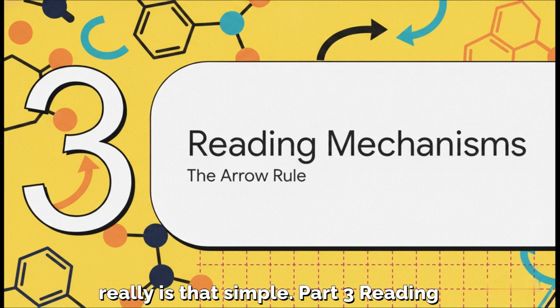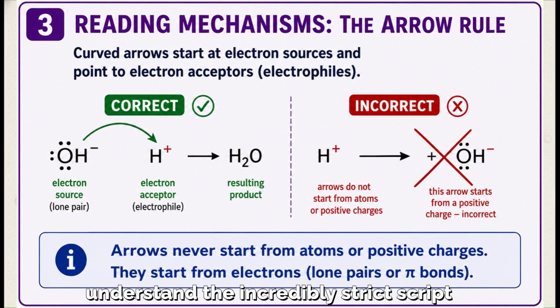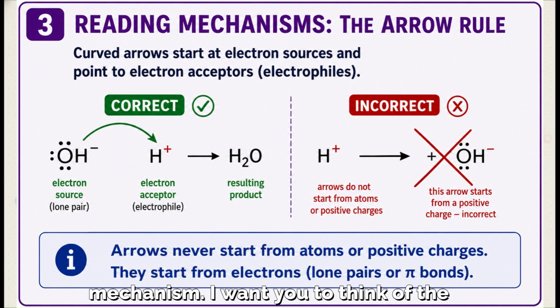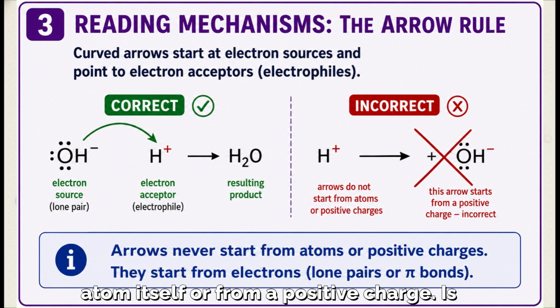Part 3. Reading reaction mechanisms. Now we need to understand the incredibly strict script these characters have to follow. In chemistry, we call this the reaction mechanism. I want you to think of the curved arrows in a mechanism strictly as a camera tracking electrons. That arrow absolutely must start at a source of electron density, like a lone pair or a pi bond, and it points directly toward the electrophile. Starting an arrow from an atom itself or from a positive charge is a fundamentally incorrect script. Atoms don't move on their own. The electrons do the moving.